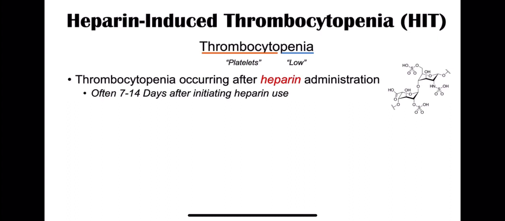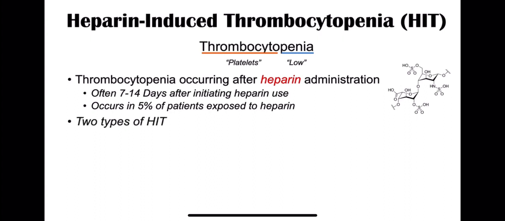And what we normally see here is that the thrombocytopenia occurs about 7 to 14 days after initiating heparin use. We're going to see that this is not always true, but for the most part, when we're trying to diagnose it, we use these particular numbers. We're going to talk more about this in detail later on. So it is actually not incredibly rare. It occurs in about 5% of patients exposed to heparin.